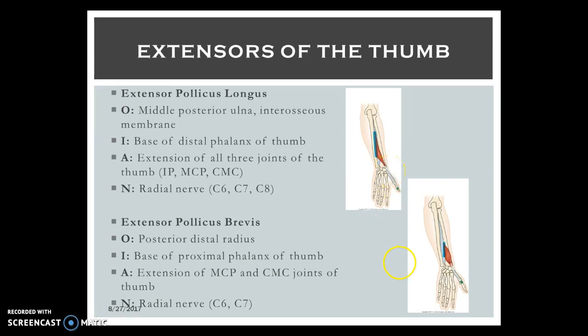Extensor pollicis brevis is a little bit shorter, obviously. It originates on the posterior distal radius and inserts on the base of the proximal phalanx of the thumb, as opposed to the distal phalanx, and it does extension of the MCP and CMC, and is innervated by the radial nerve.